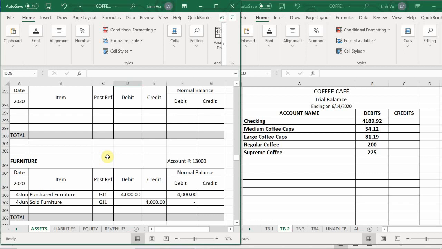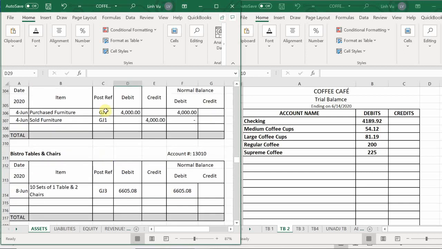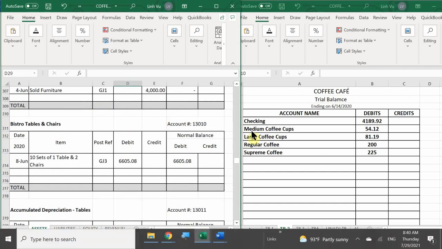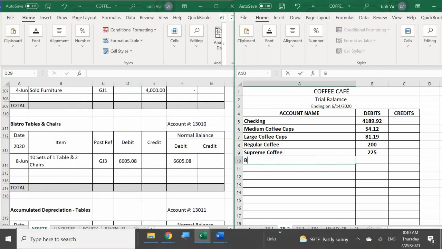Next is furniture. The furniture account is empty, but we bought some bistro tables and chairs. For how much? $6,605.08.